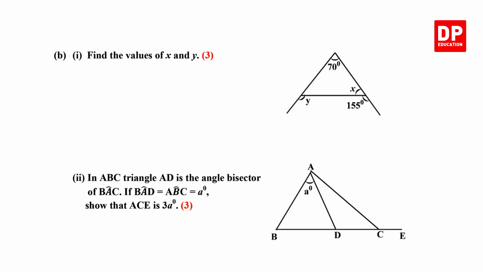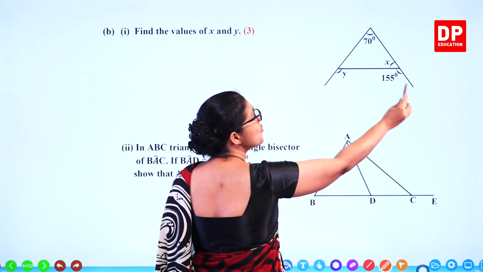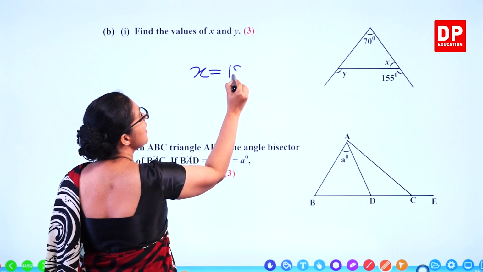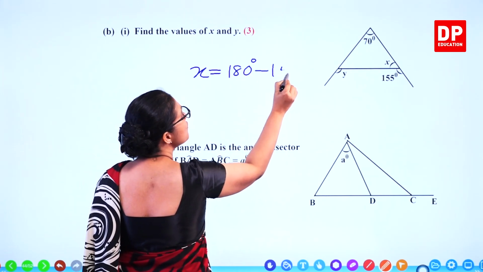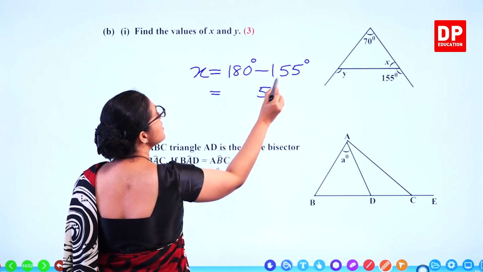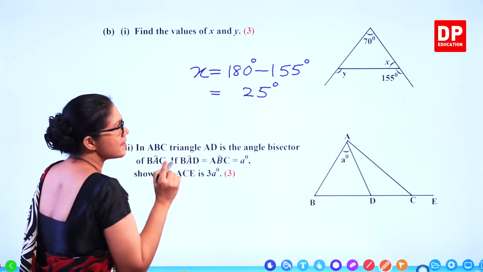Part B, find the values of x and y. Look at the diagram. So easily you can find out the x value. This is a straight line. So what's the x value? X is equal to 180 minus 155. So what's the value? 5, 10, 1 remaining, and 2, 25 degrees.